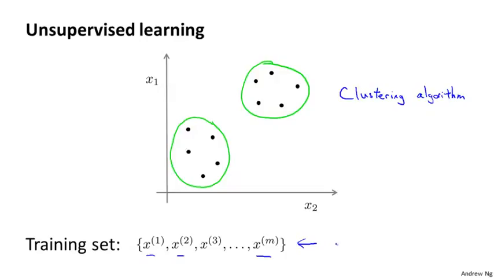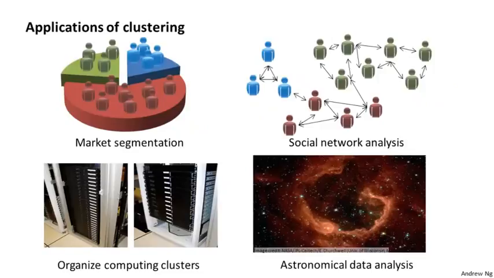So what is clustering good for? Early in this class, I'd already mentioned a few applications. One is market segmentation, where you may have a database of customers and want to group them into different market segments so you can sell to them separately or serve your different market segments better. Social network analysis. There are actually groups that have done this.